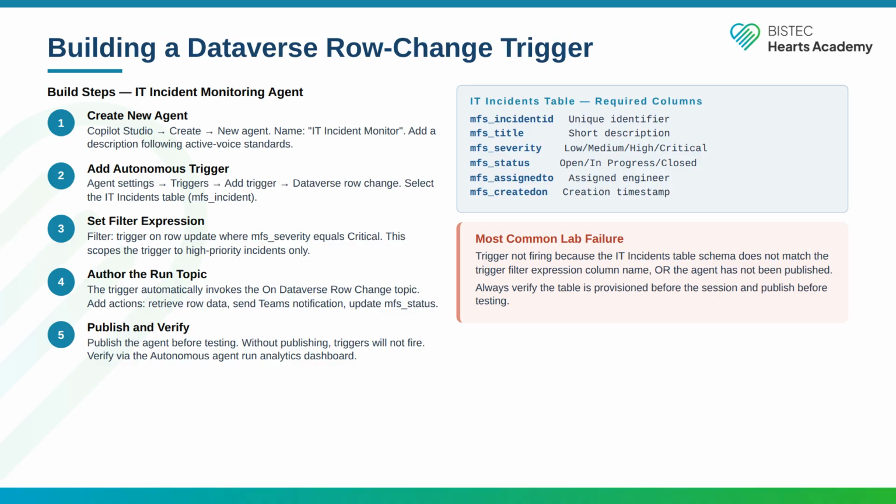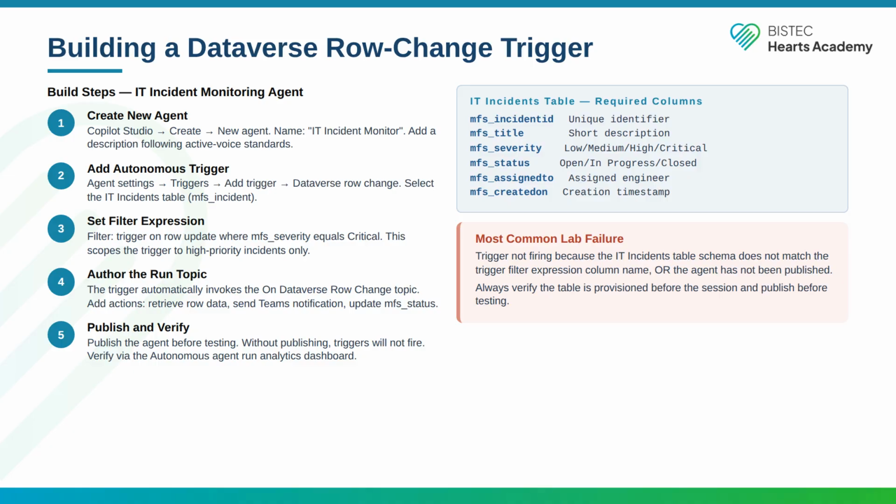Name: IT Incident Monitor. Write the description using active voice standards immediately. Do not name the agent and fill in the description later. Do it now as a habit. Model the standard: monitor the IT incidents Dataverse table for critical severity row changes and send Teams notification to the assigned engineer.